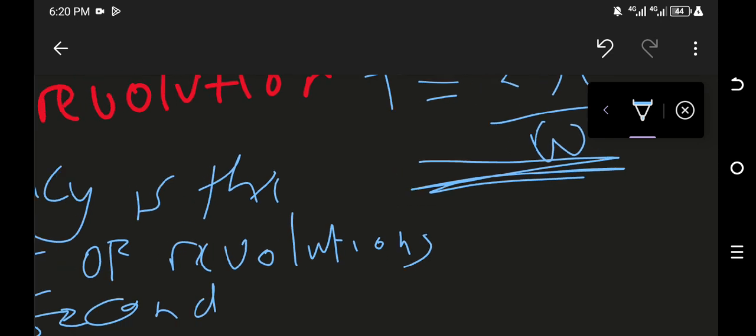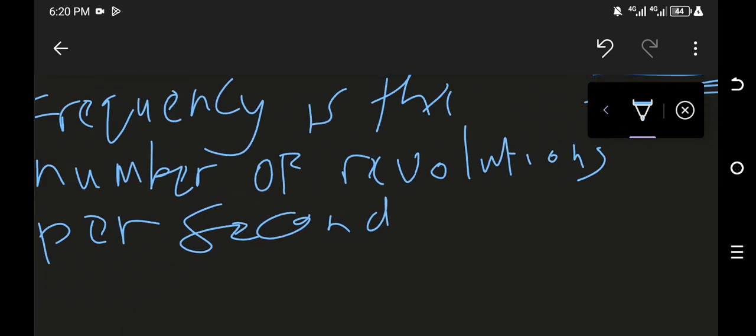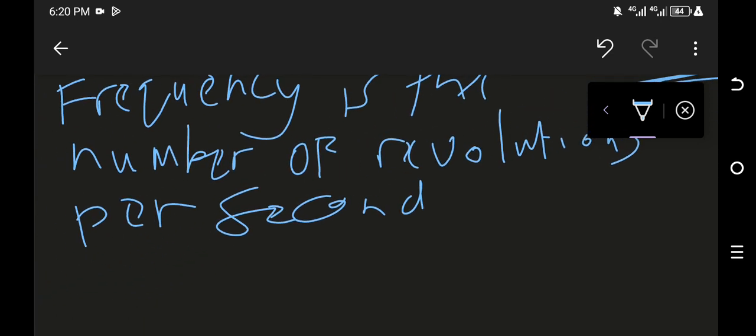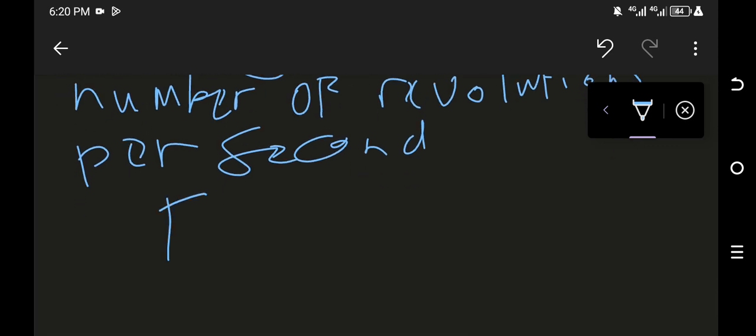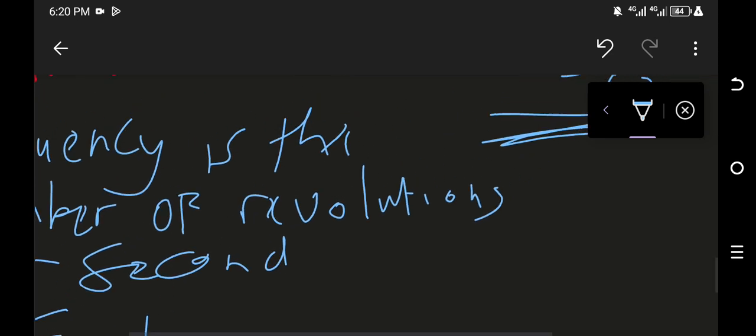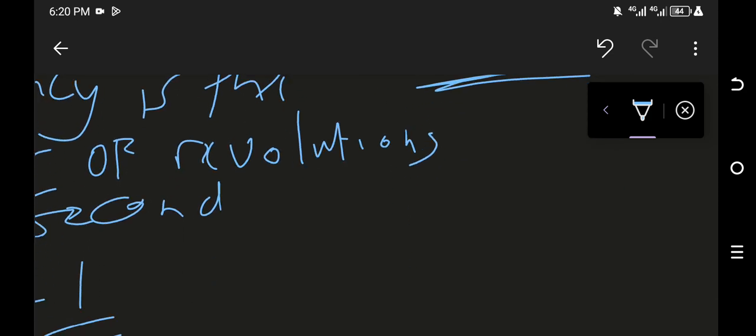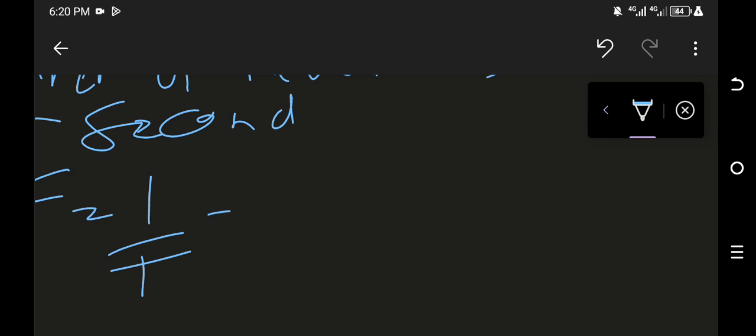Okay, and the frequency is the number of revolutions per second. So the number of revolutions per second is what is represented by the frequency. The formula for the frequency is 1 over T. Okay, that is the frequency. It is just the opposite of the period. So you can represent it by angular velocity over 2 pi.